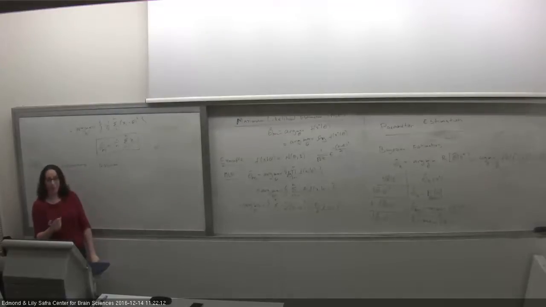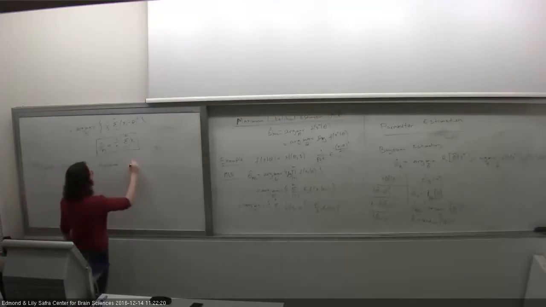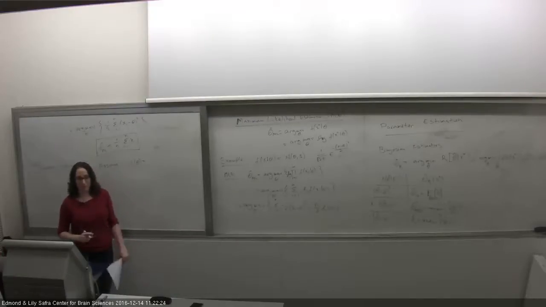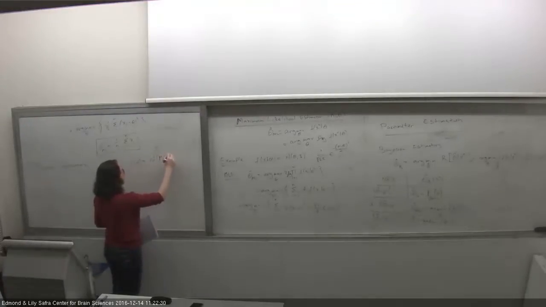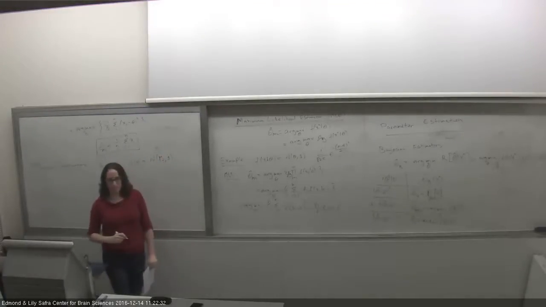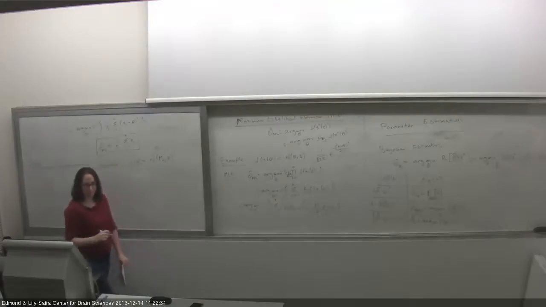We need to assume a prior in order to have the posterior. So let's assume a prior that will make our life easy. We'll take the prior f of theta to be also a normal distribution with, say, mean mu 0 and variance 1. It will be easy.